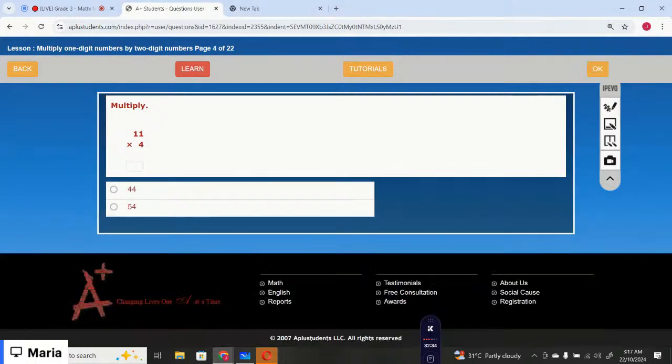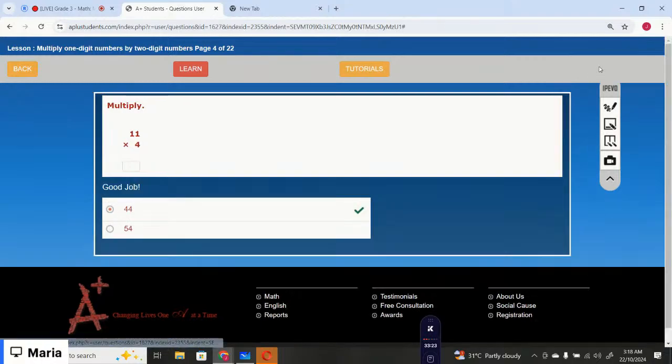The next one is 11 times 4, which is the correct option. The correct option is 44. 11 times 4 is 44. Option number 1 is the correct option.